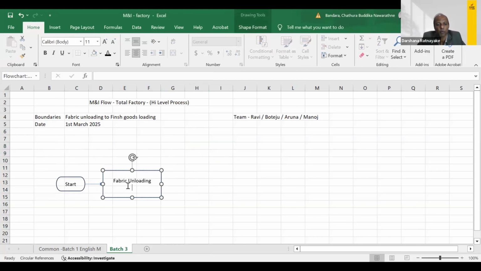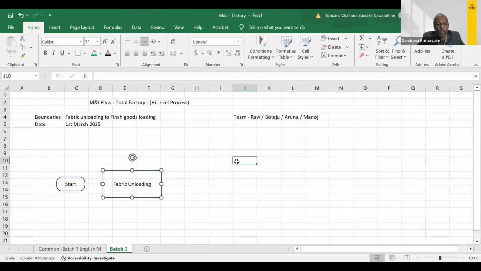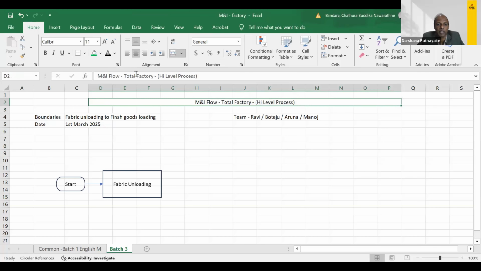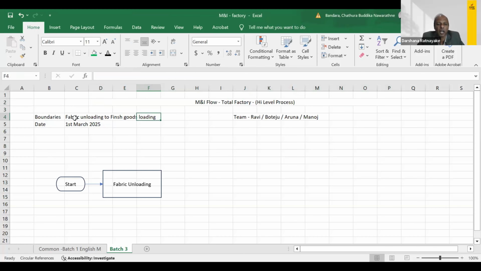This is kind of a process map. I know all the symbols, because everyone is very good at SOPs. The difference is, in an SOP the flow chart is drawn vertically, but the MNI flow we draw horizontally. That is one of the major differences. Okay, so let's say start now. Please explain how your factory process works, then we will draw this according to your factory.